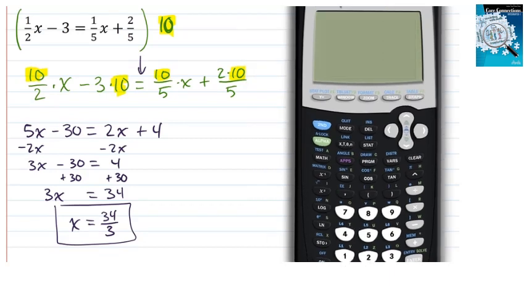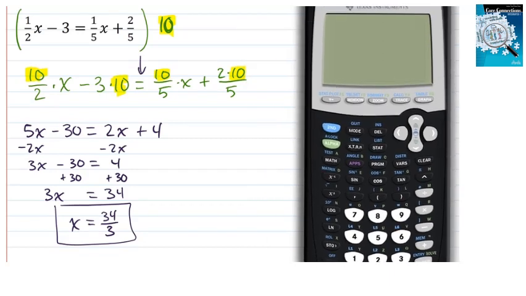If I plug this value in for the two x's, the x here on this side and the x on the right-hand side, if I plug in 34 thirds to those and do the arithmetic, I should get the same number on both sides of this equal symbol. And if I do indeed get the same number, then it should be equal on both sides. So I'm going to plug those in.